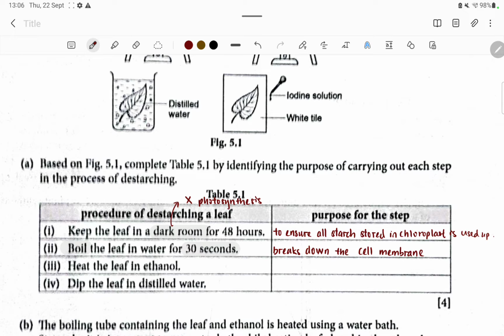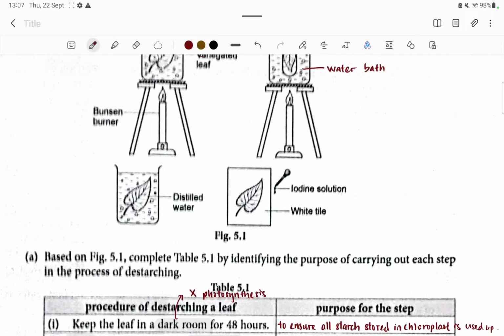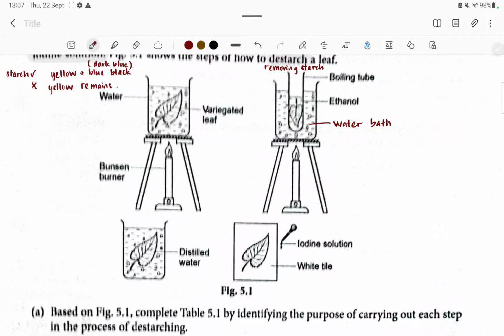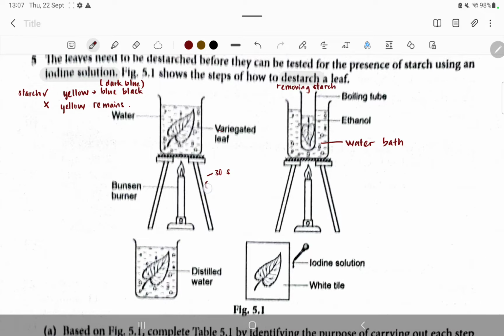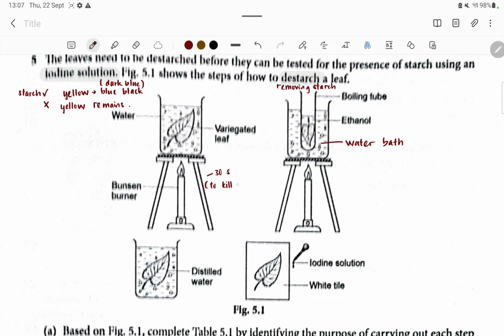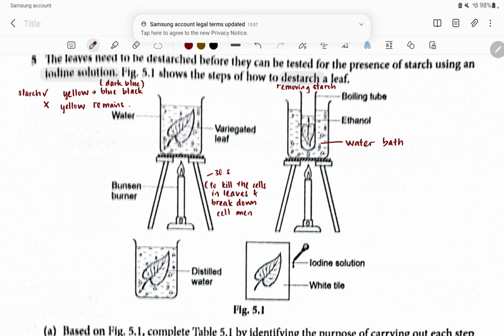Okay, this is because the leaf usually will be boiled for 30 seconds, to kill the cells in the leaves and break down the cell membrane.